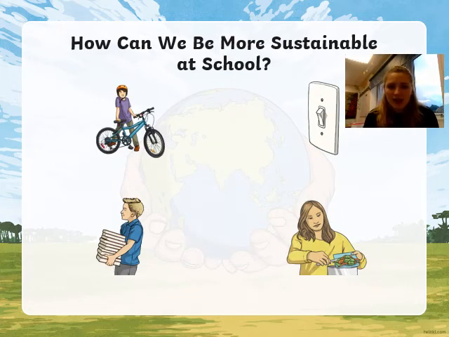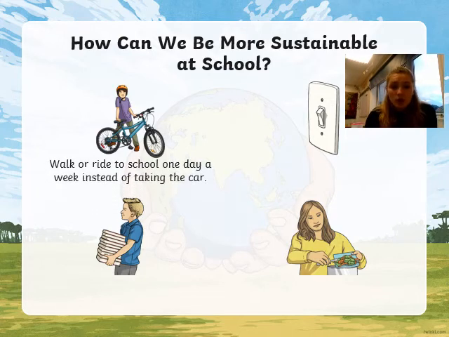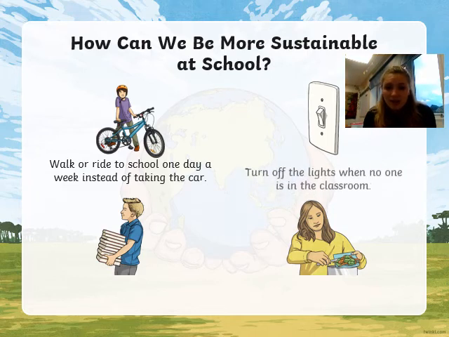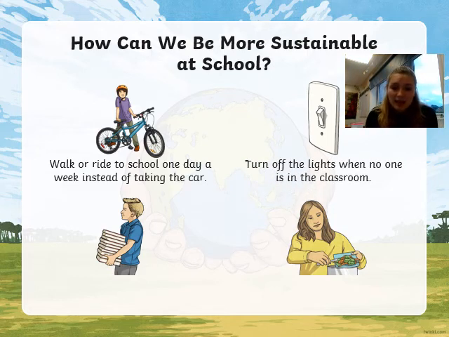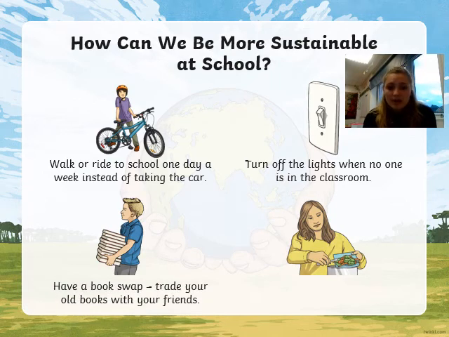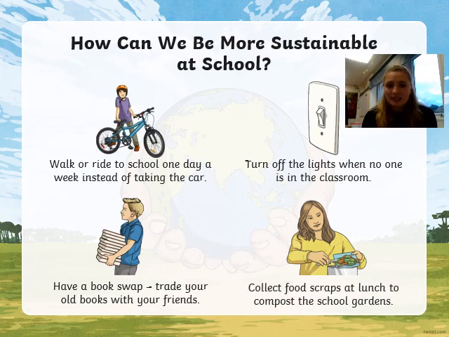Okay, so let's have a look at these ones here. How can we be more sustainable at school? We could walk or ride to school one day in a week instead of taking the car. Things like turning the lights off when no one's in the classroom. Have a book swap to trade your books with your friends so that you're not destroying books and you're able to reuse them. And finally, collecting the scraps from lunches and putting those either in the compost or making it into something else.